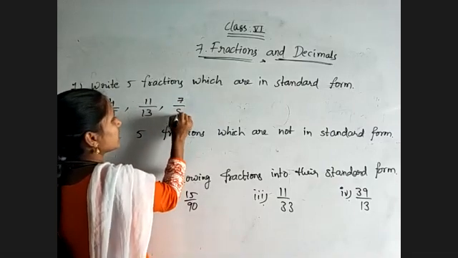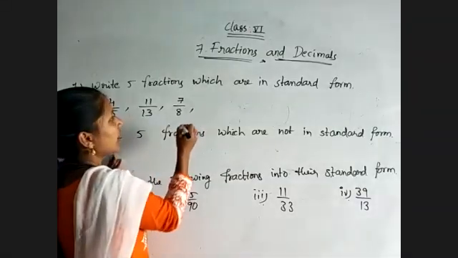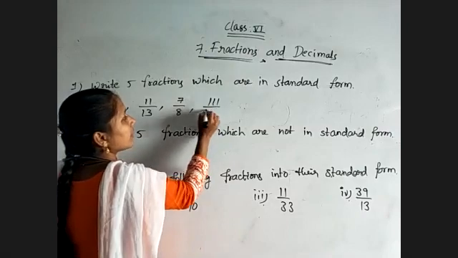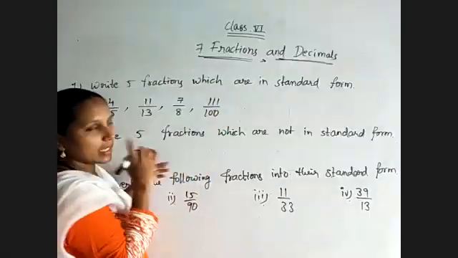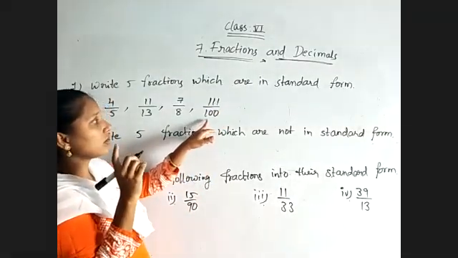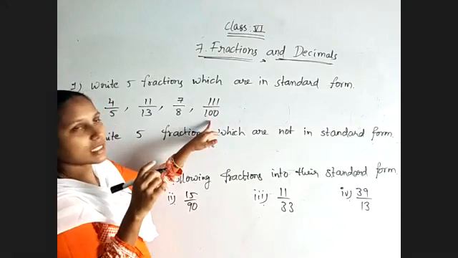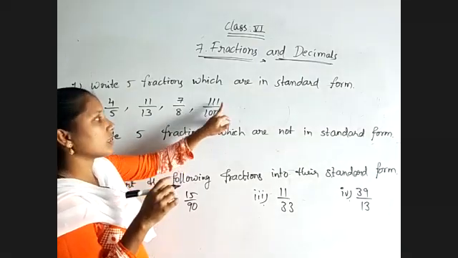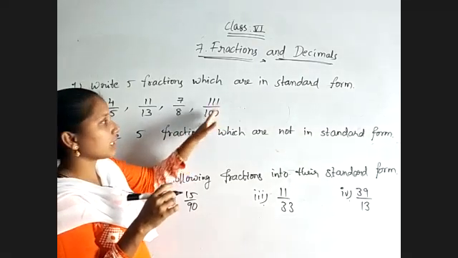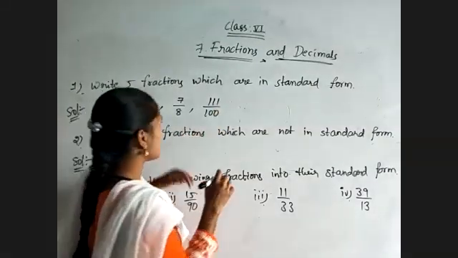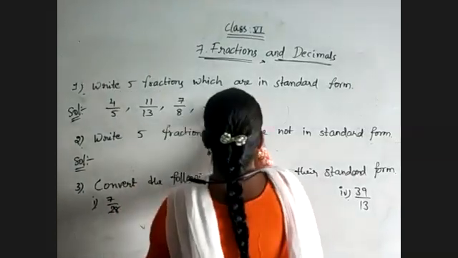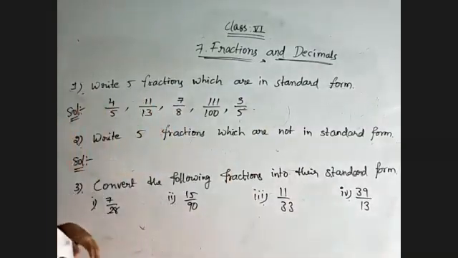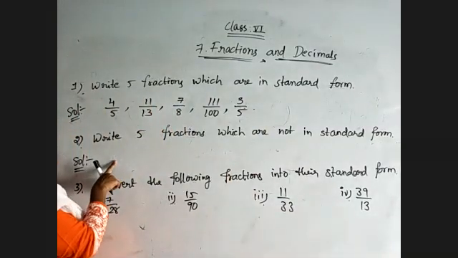And next, 7 by 8. Okay. And next, 111 by 100. Improper fraction, even though it is a, they do not have any other common factors. So that's why both are in standard form. And next, write any other one. 3 by 5. That's all.